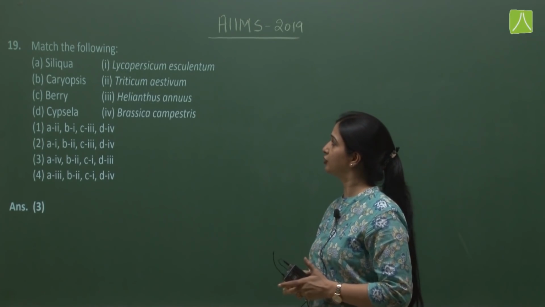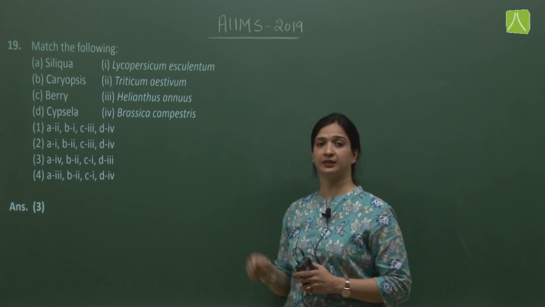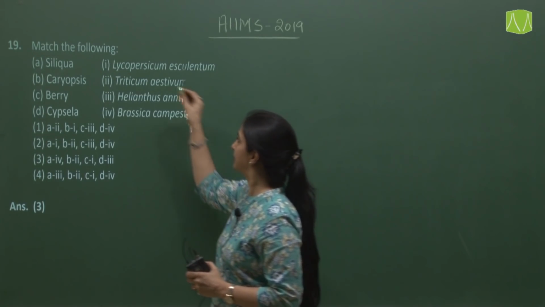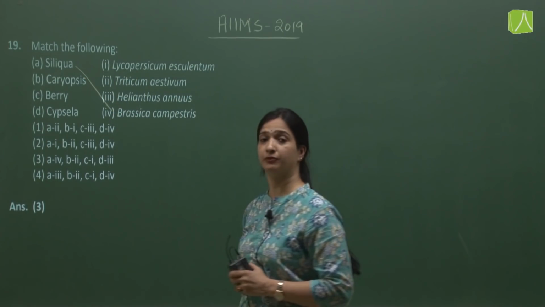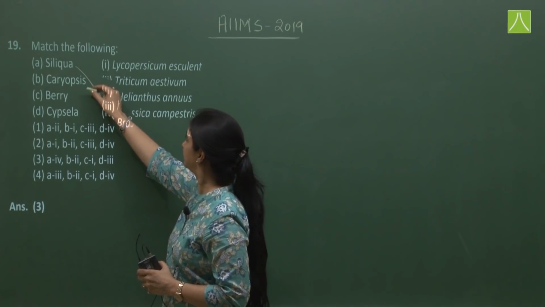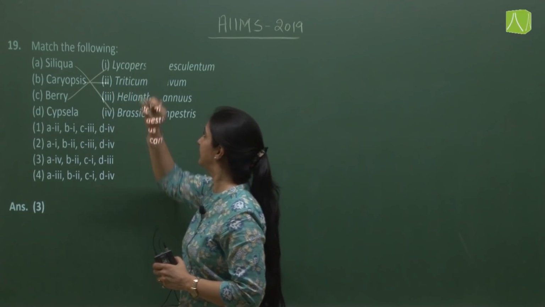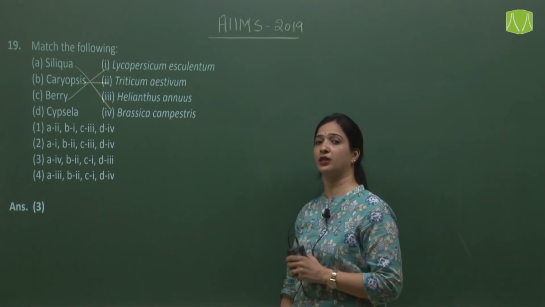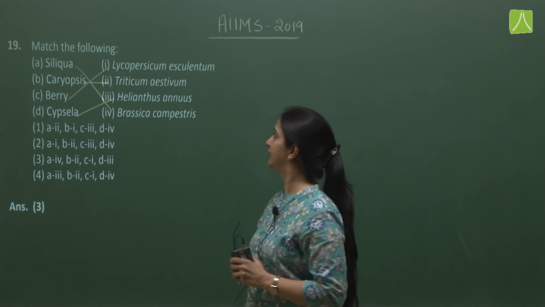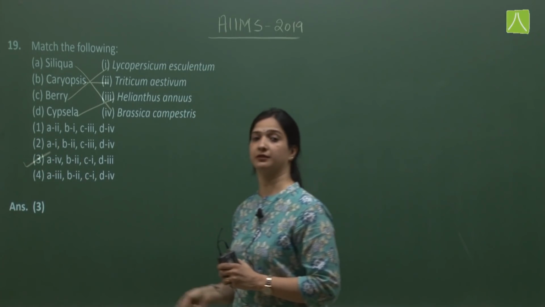Question number 19, match the following. Here the different types of fruits have been given and their examples have been given. We have to match them. First is siliqua. The correct example of siliqua is mustard, Brassica. Caryopsis, the correct example is Triticum. Berry, first one that is Lycopersicum esculentum, that is the botanical name of tomato, and Cypsela, third that is Helianthus annuus, sunflower. So here the correct answer will be third.